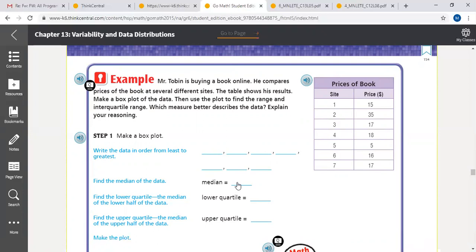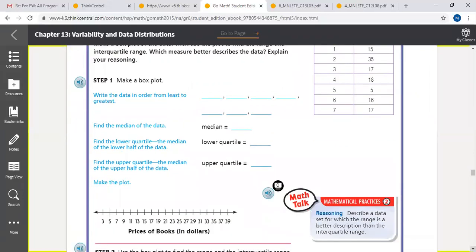The lower quartile: find the median of the lower half of the data. So it will be 15. Then we will find the upper quartile, the median of the upper half of the data. It will be 18. Okay, the next step, we will draw the box plot.